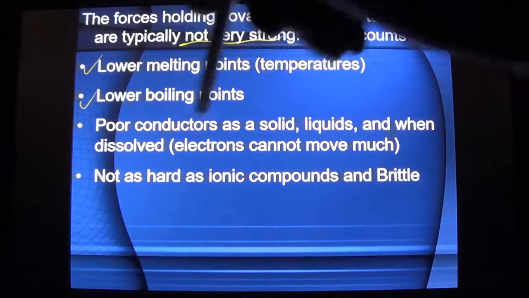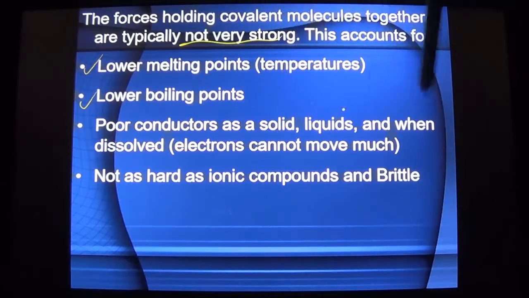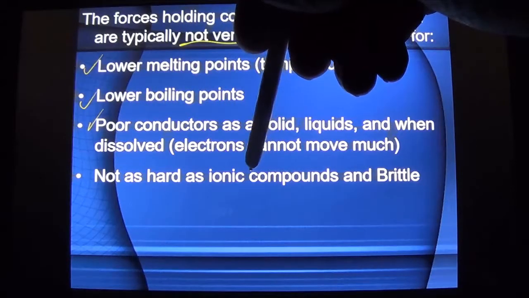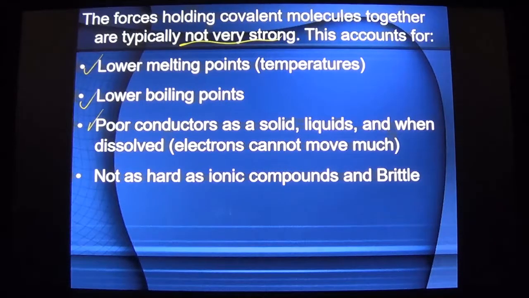They're always poor conductors, whether they're solid, liquid, or dissolved. They might dissolve. That's possible. But even if they did dissolve, they're not ever going to conduct electricity or heat really well. They're not as hard as ionic compounds. They often are brittle. If they are in solid form and you hit them, they're probably going to shatter.